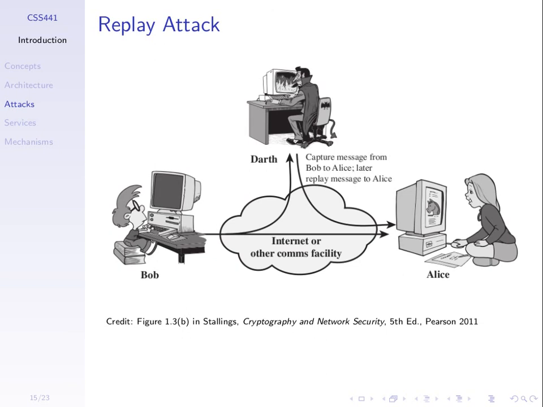So it involves Bob sending one message to Alice, Alice receiving that normal message, Darth intercepting that normal message, and then later resending that same message, in this case to Alice. It's an active attack in that if there was no attack, Bob sends one message, Alice receives one message. If there is an attack, Bob sends one message, Alice receives two messages. The original one plus the replay. So something's changed, that's why we call it an active attack.